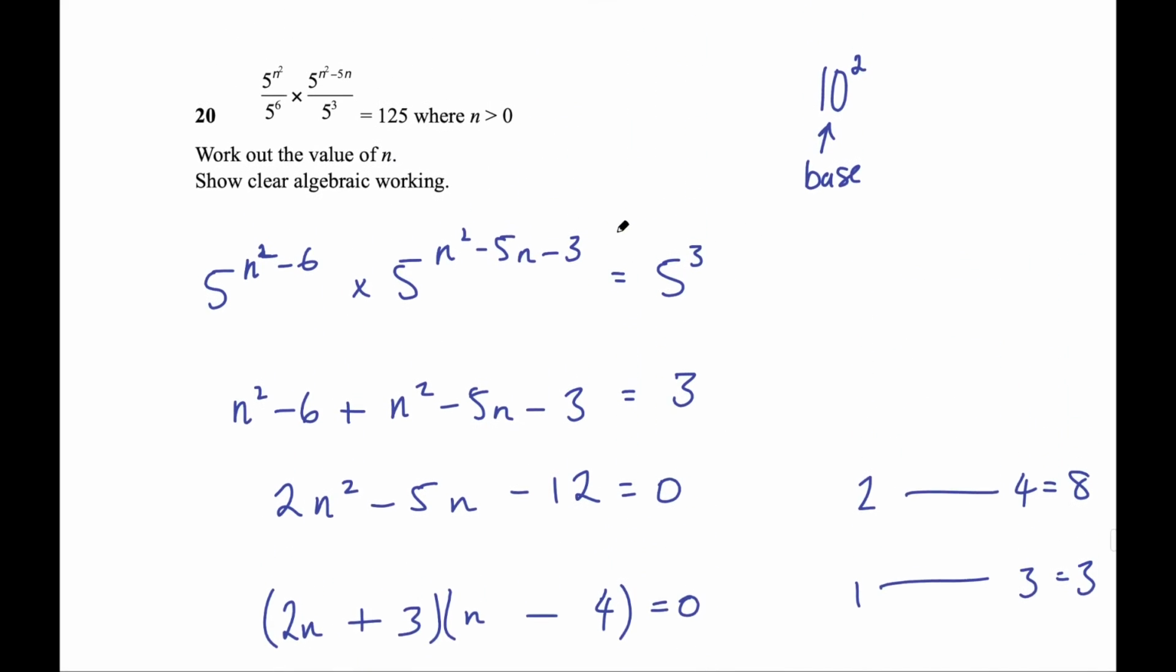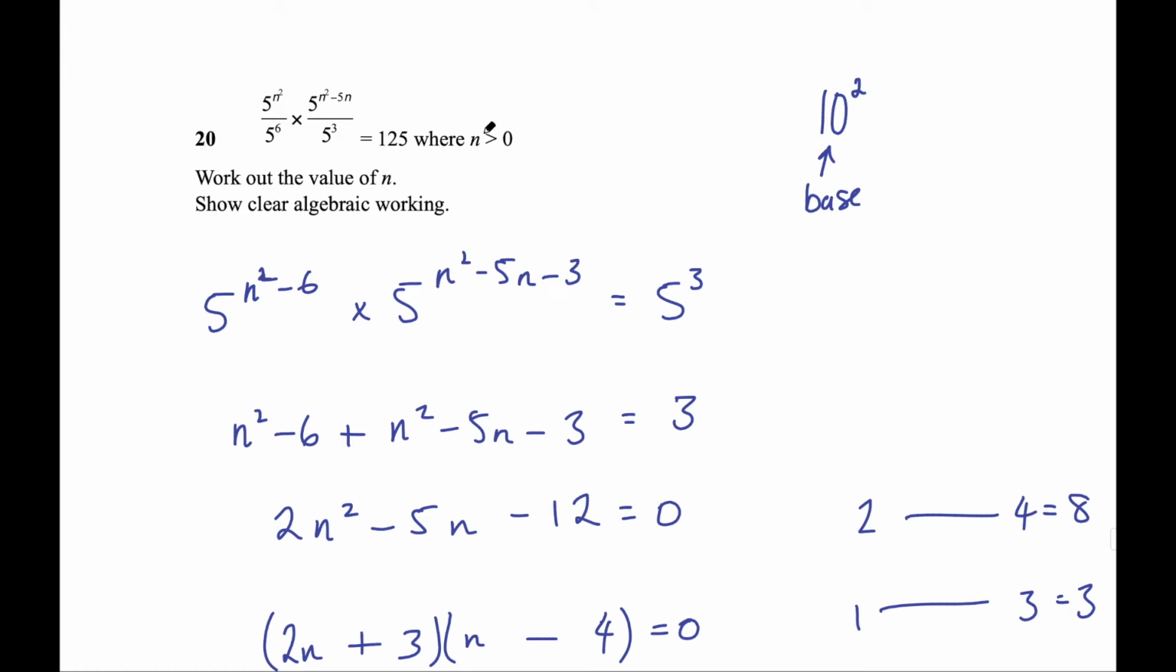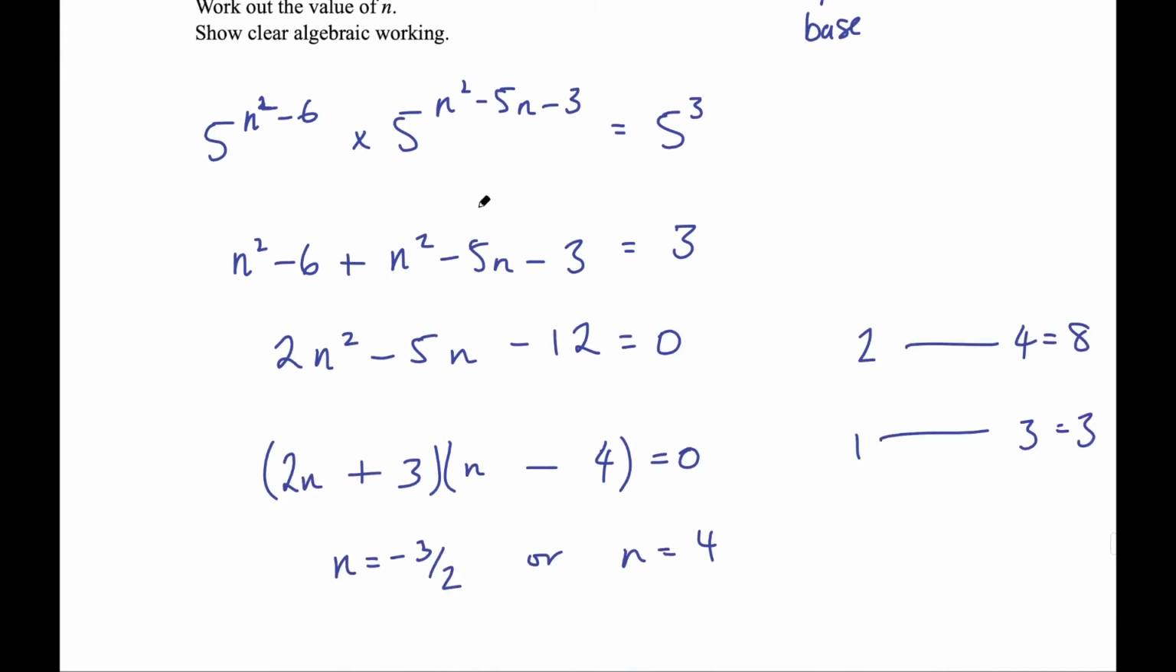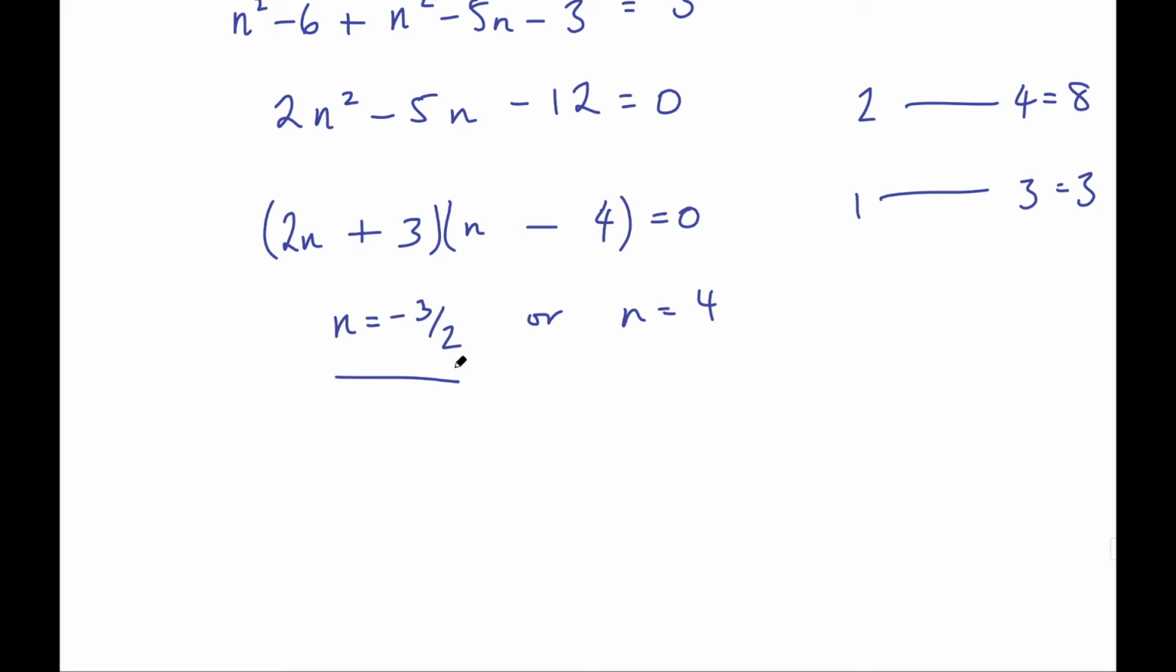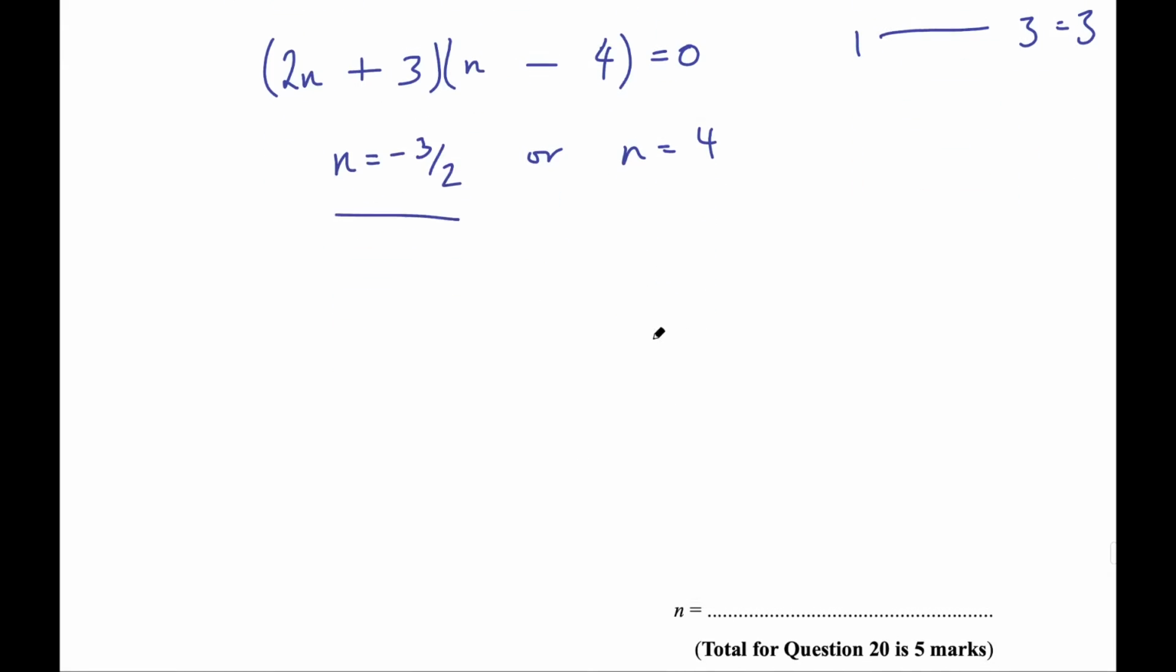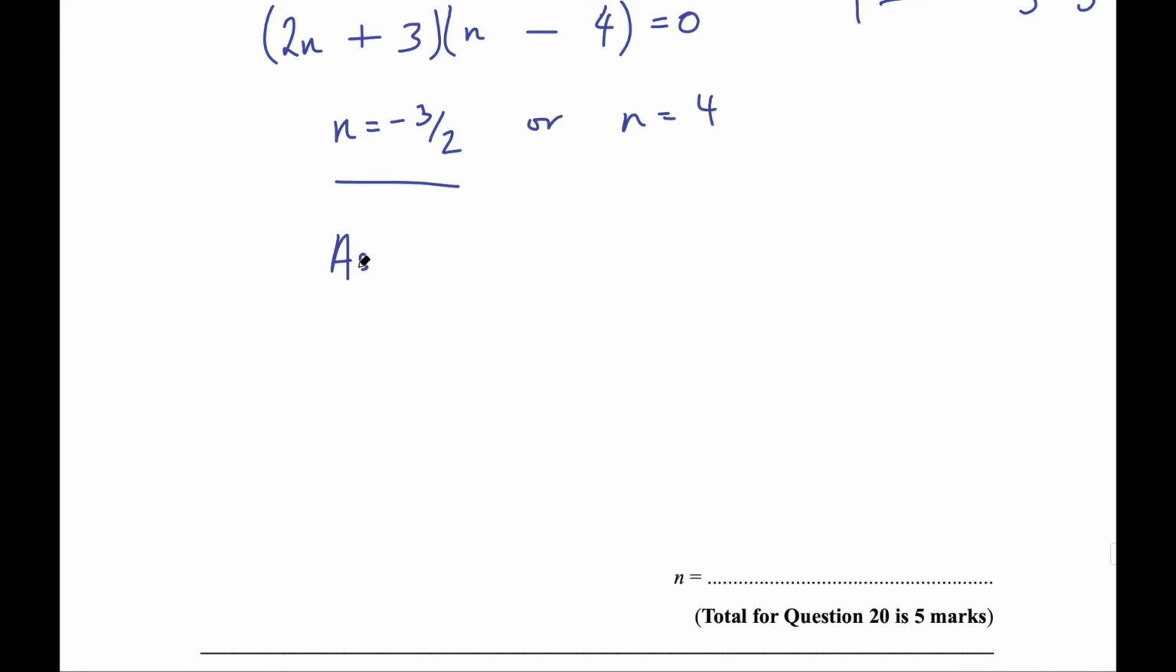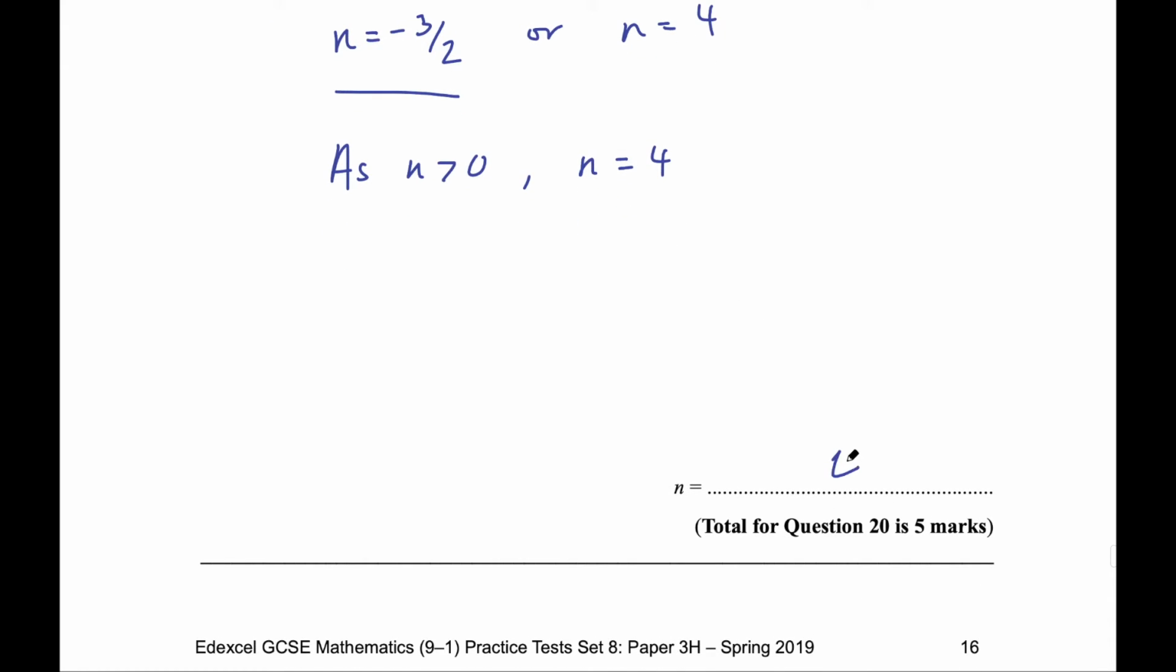And go back to the question again. It said n is greater than 0. Work out the value of n. So in this case, for this solution, it's not valid because it's less than 0. So I would say as n is greater than 0, n equals 4. So final answer there for question 20, n equals 4.